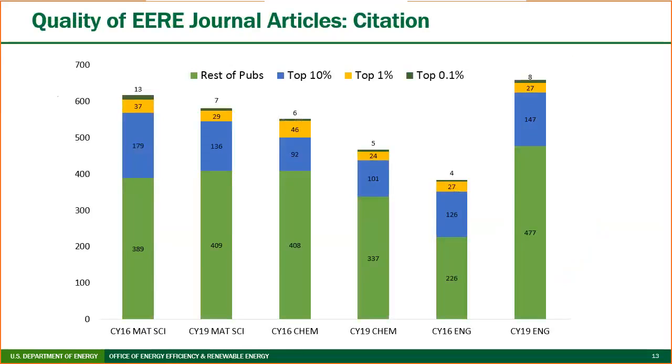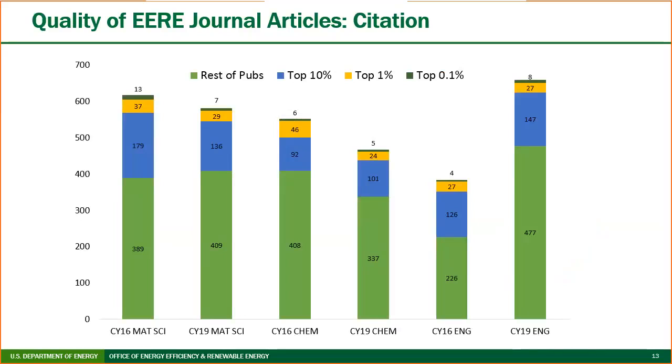In addition to the quantitative analysis of our publications, we also wanted to assess quality. We looked at citation rates in 2016 and 2019 for EERE's top 3 research areas. From left to right, material science, chemistry, and engineering. We found that EERE-funded publications earn substantially higher citation impacts than a normal citation frequency distribution. At least 28% of papers published in 2016 and 2019 rank in the top 10 percentile. This is nearly 3 times what we would expect.